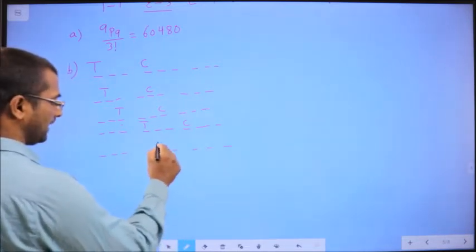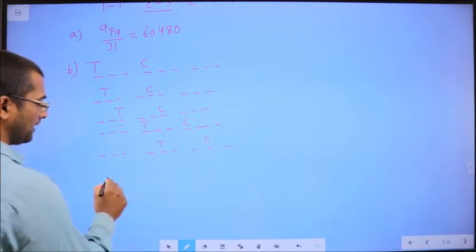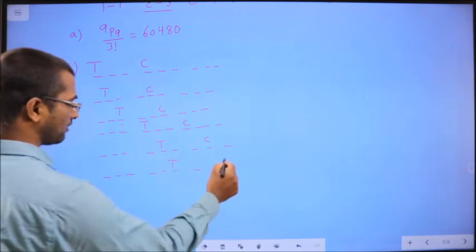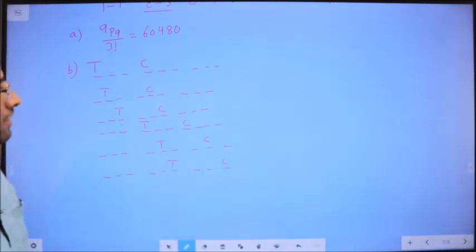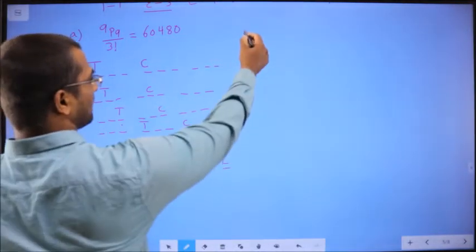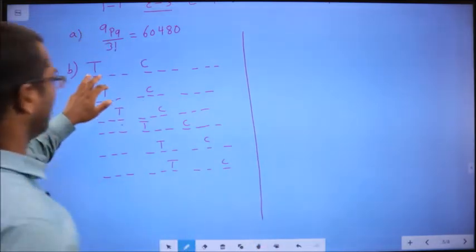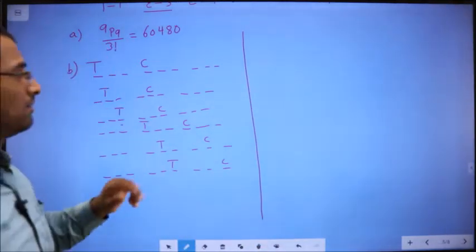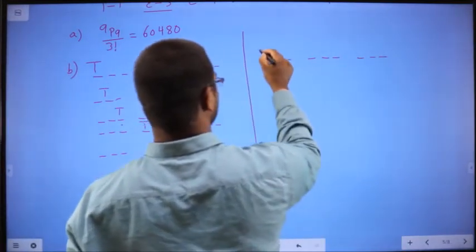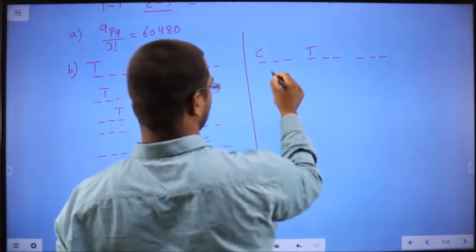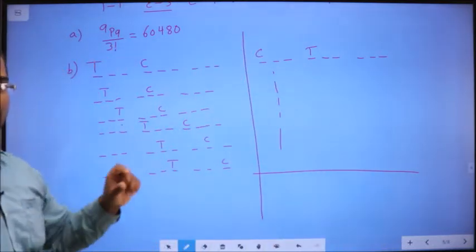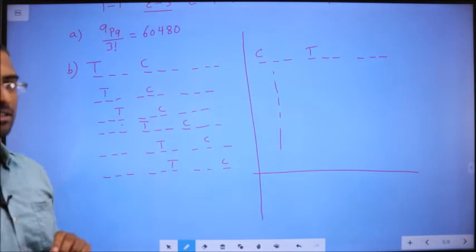If I am fixing T here, after 2 letters, C should be here, right? Nothing, no other possibility. Are there any other possibilities? Yes. It could also be C and T. Means if C is here, after 2 letters T, the same 6 you will get over here also. So let us write for each and add, that will be the answer.